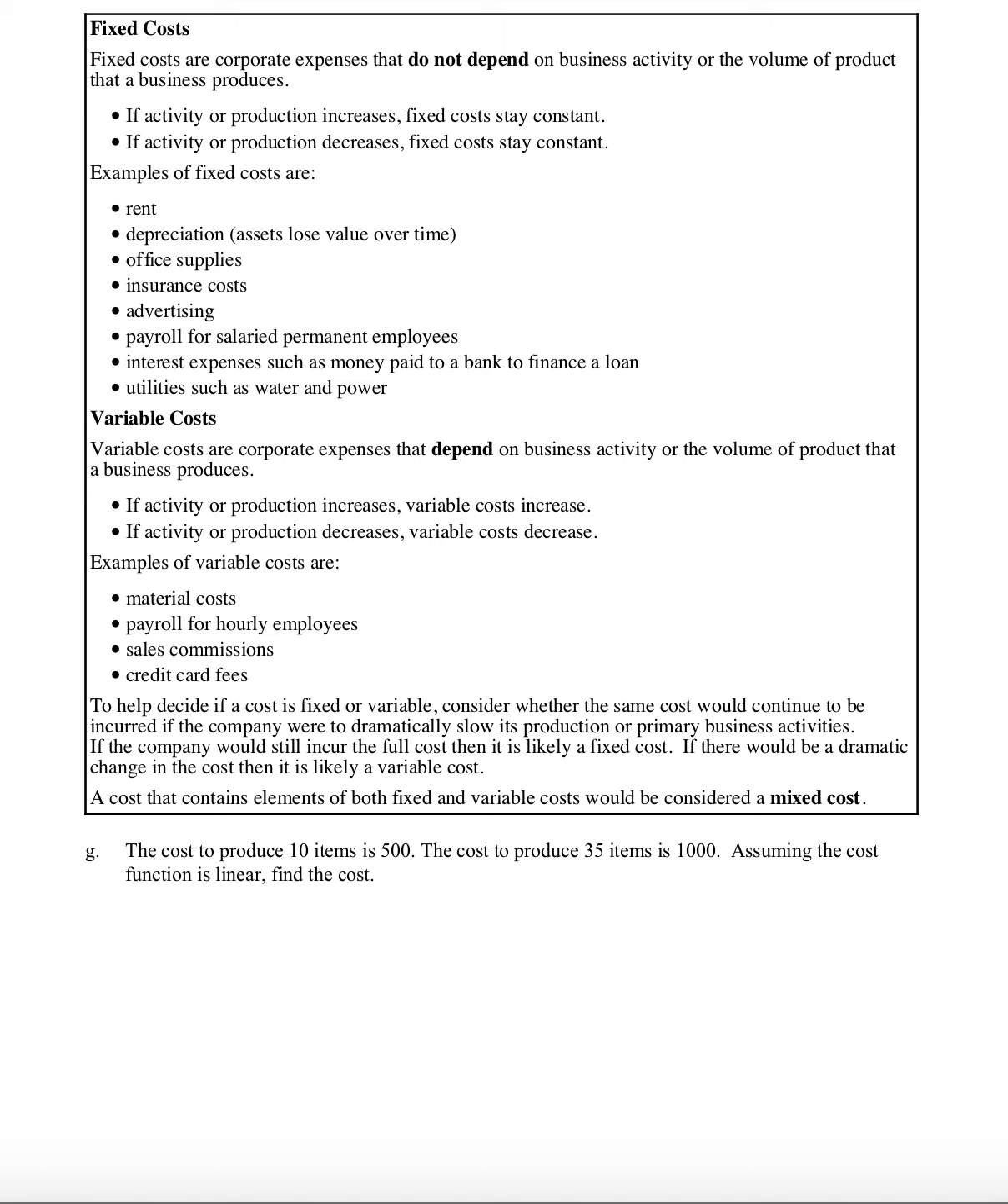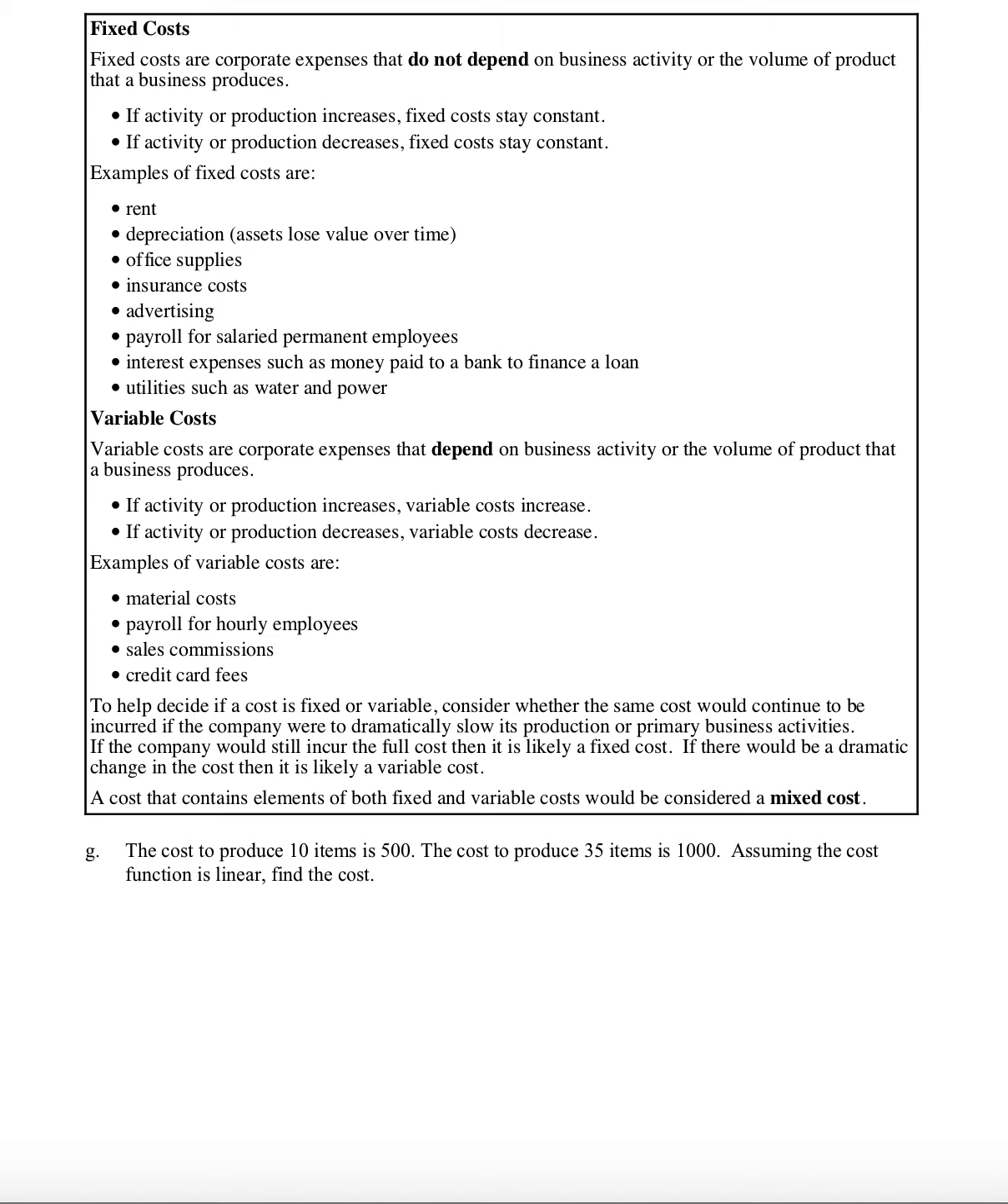All right, this page just gives a few examples of different fixed costs and variable costs. So, one of the things you want to think about when it comes to whether a cost falls into the fixed or variable category is that fixed costs don't depend on the business activity or the volume of product that the business produces. The fixed costs stay the same no matter what. Examples would be rent. That's something that a business would have to pay no matter how many tablets they make, for example. Depreciation would be losses in value of things that they own over time. Office supplies, insurance costs, advertising, payroll for salaried employees, utilities. These are things that they would have to pay for no matter what.